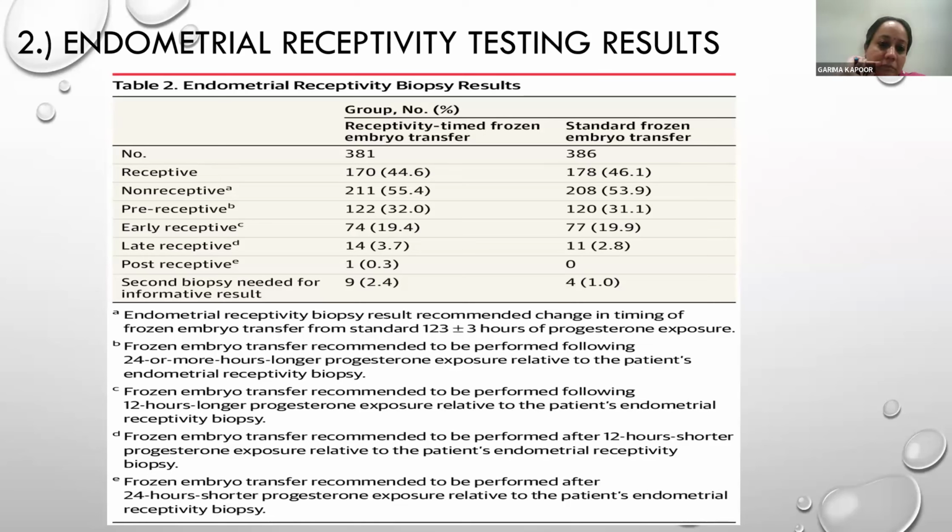So this is the endometrial receptivity biopsy results in both the groups. In both the groups, the maximum results fall into the category of non-receptive, that is 211 in the intervention group, and 208 in the control group.